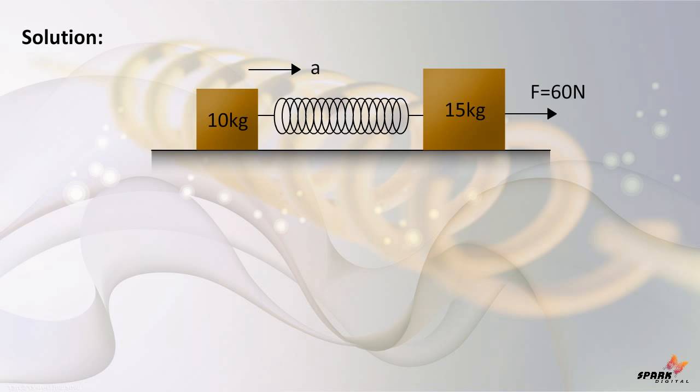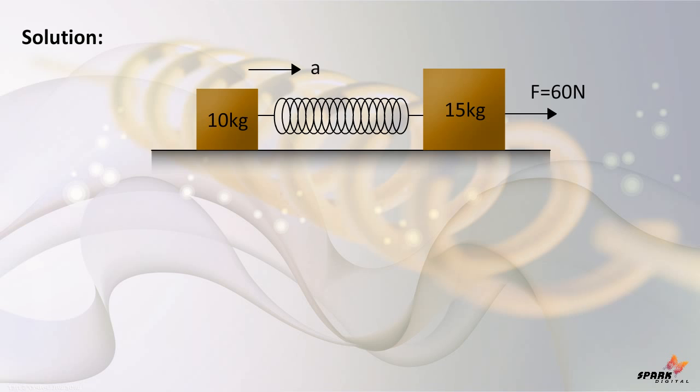If 60 Newton force is applied on 15 kg block directly, then we can obtain its acceleration by using the relation a is equal to F upon m. That is 60 by 15. Hence, acceleration is 4 meter per second square. But as per the question, 15 kg mass has an acceleration 2 meter per second square, not 4 meter per second square. It is because of the spring which is applying an opposite restoring force on the block.